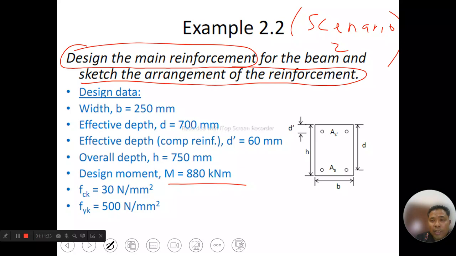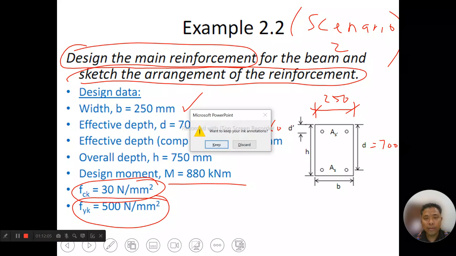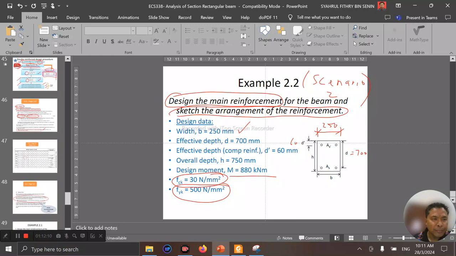And then dibagilah data-data lah. Maksudnya macam lebar beam ni dia bagi, which is 250. Okay, 250. Effective depth pun dah bagi 700. And then D prime dia pun bagi 60. Overall depth 700.5, bending moment 800, FCK pun dia dah bagi terus, and then steel grade pun adalah high yield. Okay, so kita kena tengok dulu kita punya flowchart ni. So saya akan pergi pada flowchart. Mana tadi? Yang ni. So saya akan copy ni.